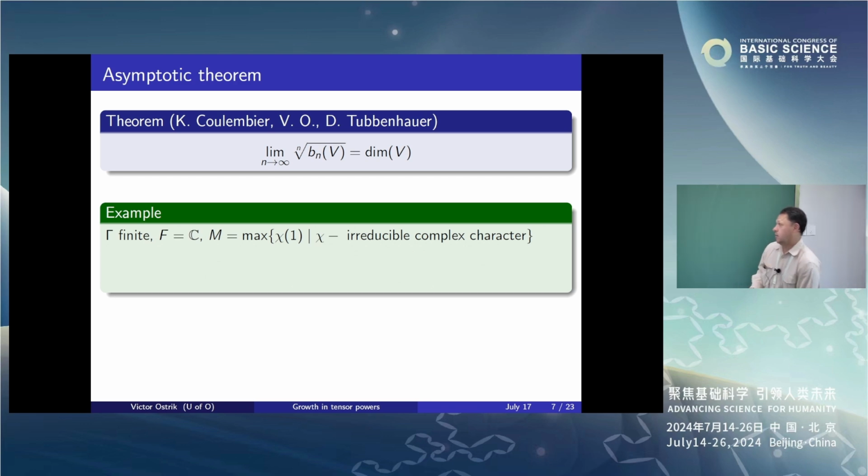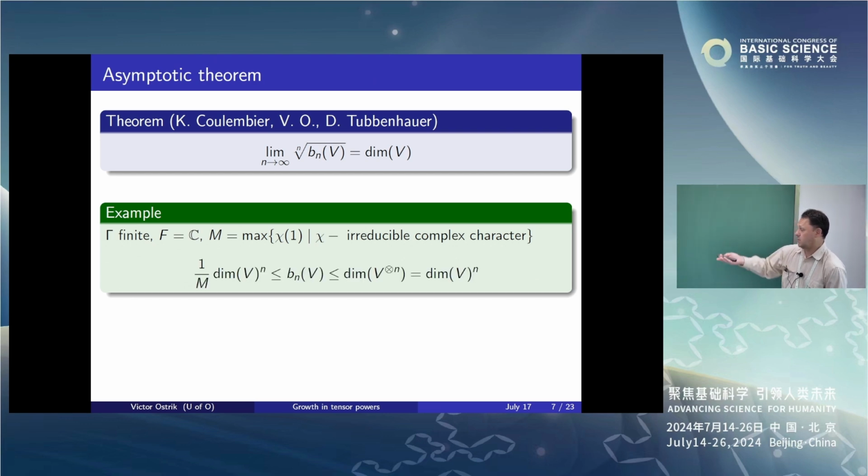So here is an example from a graduate class in algebra. If my group happens to be finite and my base field is the complex numbers, or really any field of characteristic 0, then we have finitely many possible indecomposable representations. You can take m to be the maximal possible dimension of these. Then it's obvious that my sequence Bn is squeezed between the dimension of V to the power n and the dimension of V to the power n divided by this particular number m, just because any summand contributes at least one dimension, or at most m dimensions, in the total direct sum. That's it. And if you take the n-th root of this inequality, you'll get the yield. That's very easy.